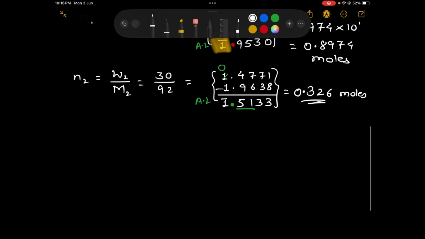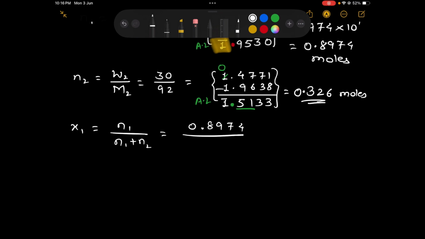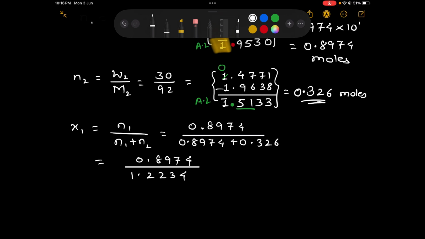Next we go to find out mole fraction x1, which equals n1 upon n1 plus n2, that is 0.8974 upon 0.8974 plus 0.326. This comes out to be 0.8974 divided by 1.2234. Let's take the log.